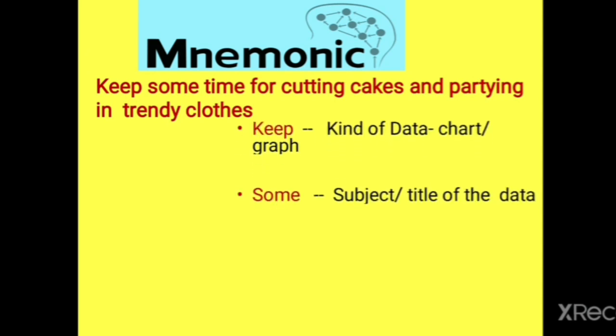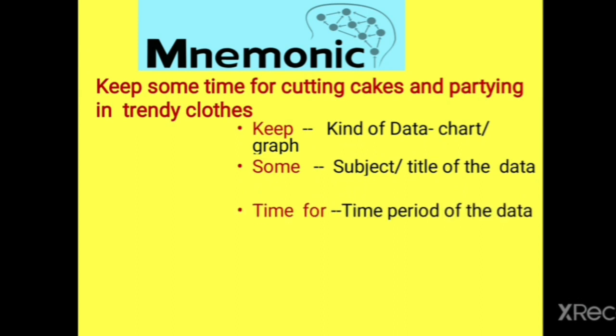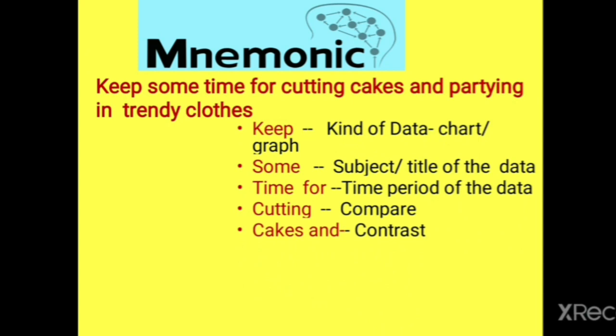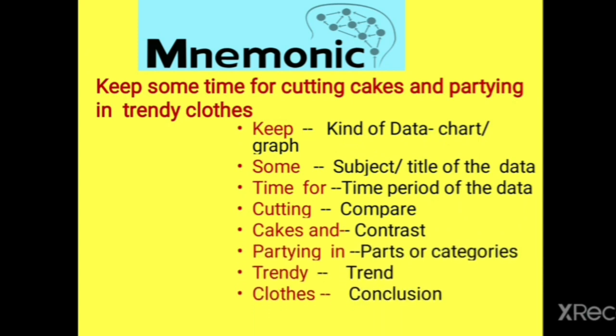Hey, are you wondering about what I said just now? It's just a mnemonic for you to remember all of these 6 questions. Let us have a look at it. Here is the mnemonic. Keep some time for cutting cakes and partying in trendy clothes. K for kind of data, S for subject or title, T for time period, C for compare, contrast, parts or categories, trends and conclusion.